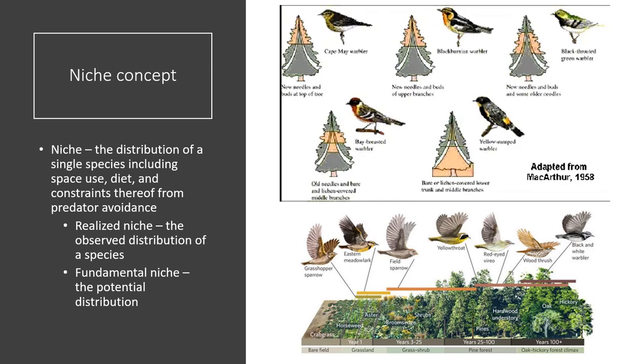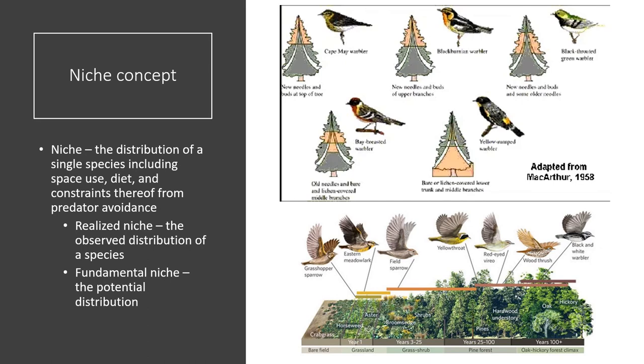I know you've probably heard about this, but I just wanted to review it with you. So we're basically talking about the distribution of a single species, including its habitat use, its diet, and the constraints on that that come from competition or predator avoidance. And basically, a fundamental niche is the potential distribution of a species, whereas the realized niche is where we actually observe it given the constraints that it has.